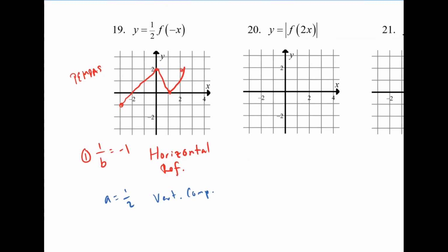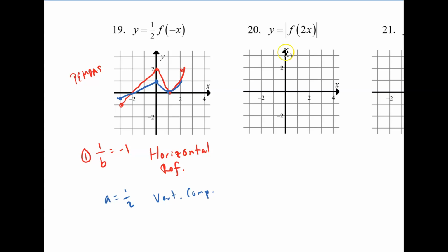All of these points are vertically going to compress by a factor of 1/2, right? Or just divide these points by 2. Okay, so here, this point's at negative 1. It's going to come down to negative 1/2. This point here is at 2. It's going to come down to 1. 0 is going to stay as 0, right? 0 divided by 2, 0. And here, this point's going to come down to 1/2. Okay, so what we get is this. Okay, and there is our graph.